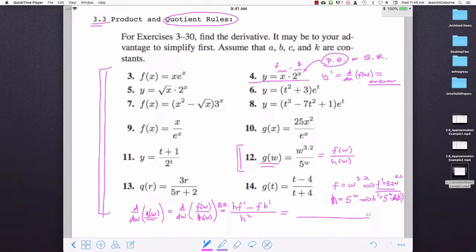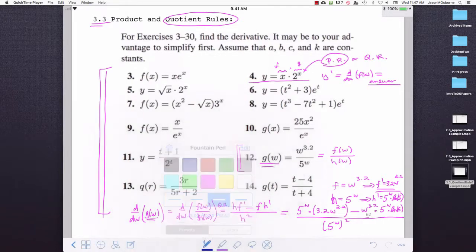Okay, so the answer here for the quotient rule would be lower function h, which is 5 to the w, times f prime, 3.2 w to the 2.2, minus the function f, which is the upper function, w to the 3.2, times 5 to the w times the logarithm of 5, divided by the lower function, 5 to the w, squared. Okay, and that would be one way you could leave your answer unless the question says to simplify more.